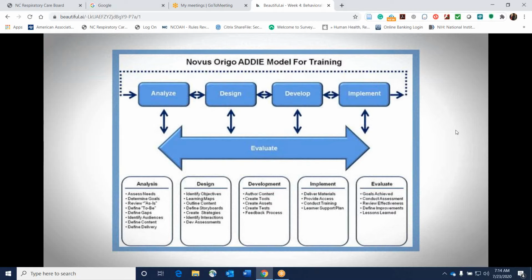Lastly, you'll implement, and once you implement it, you test it out, then you evaluate it, and then you go back to the drawing board. And this cycle continues and continues. So this is very commonly used in business and in education. But again, this is sort of the third part, from the SWOT to the GAP to the ADDIE.